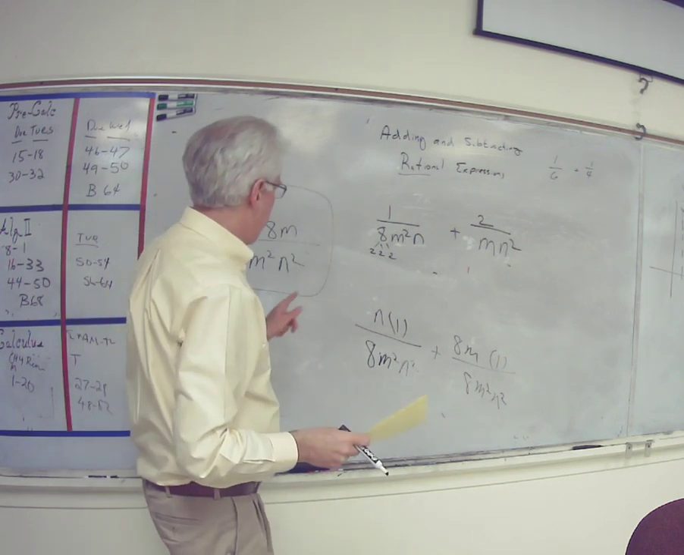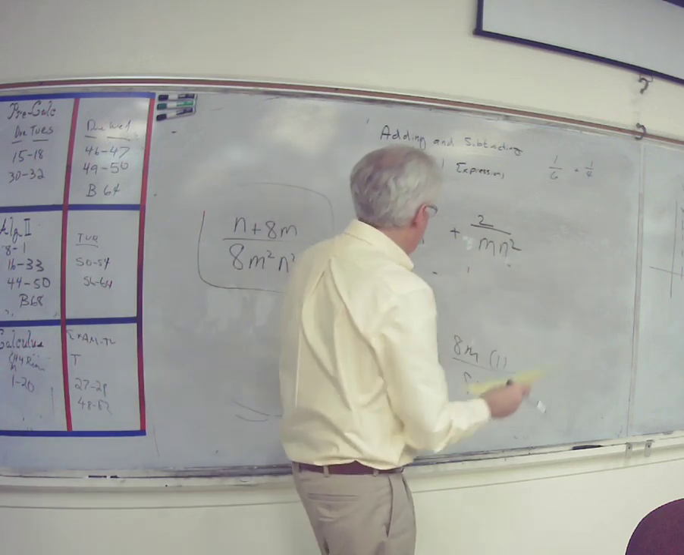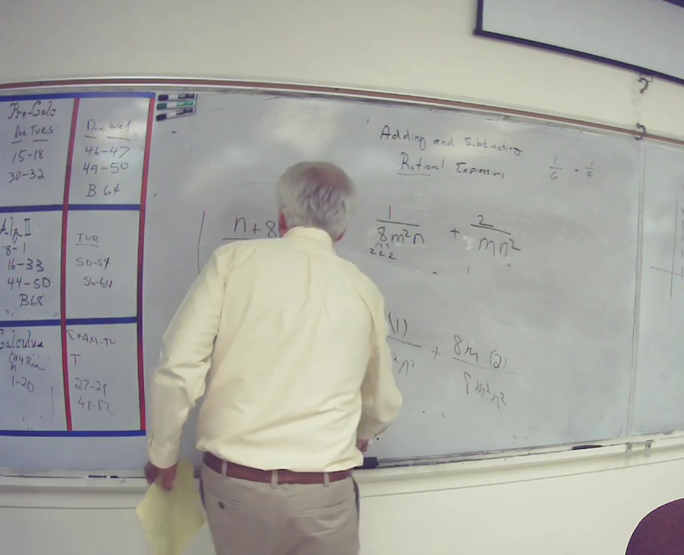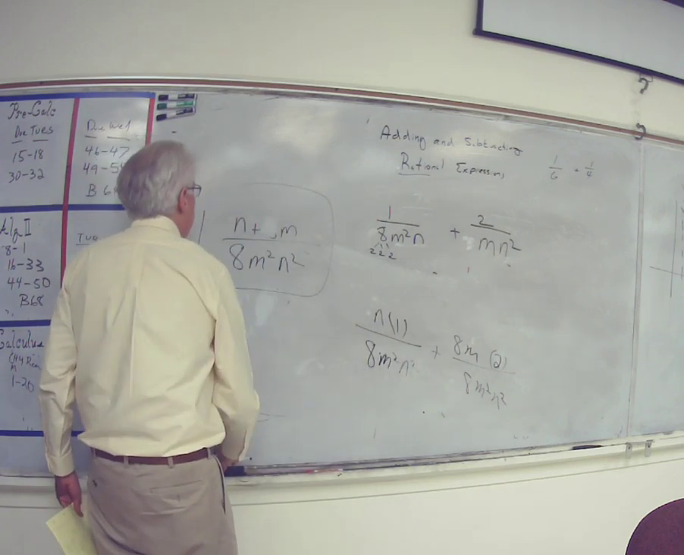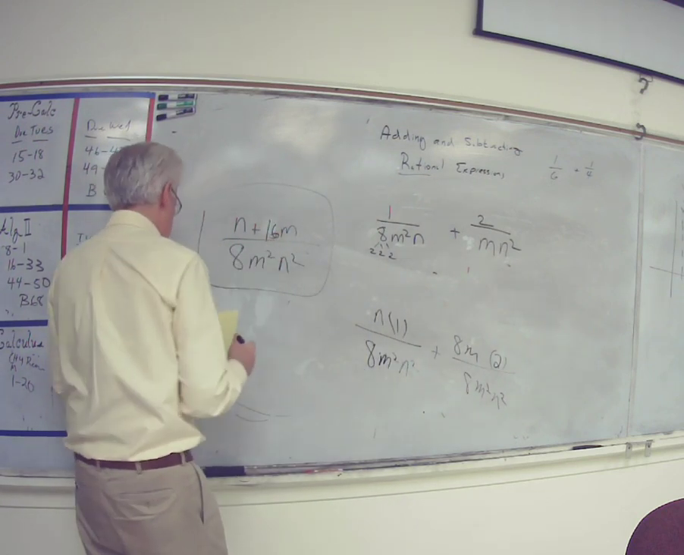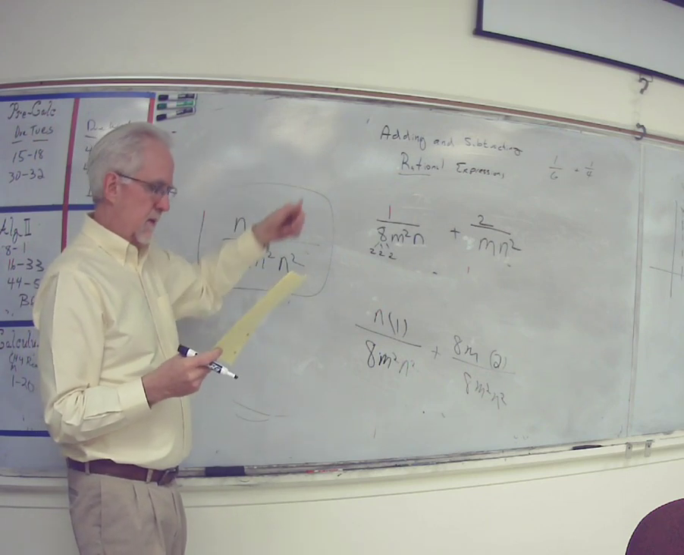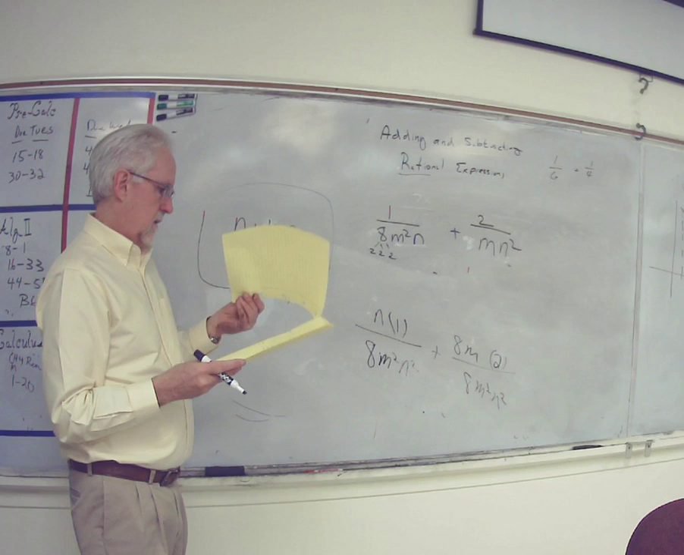So then I'm going to have n plus 8m over 8m squared n squared. Did I mess up? Yes. What did I mess up? Oh, there was a 2 there. Thank you. There was a 2 there. 2 times 8 is 16. You guys were paying attention. Very good. N plus 16m over 8m squared n squared. Does that make sense? Okay.